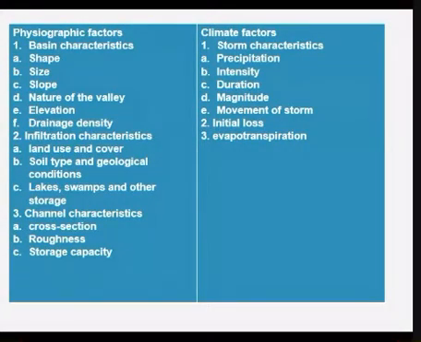and climate factors. We have storm characteristics: precipitation intensity, duration, magnitude, movement of storm, and lastly, initial loss and evapotranspiration.